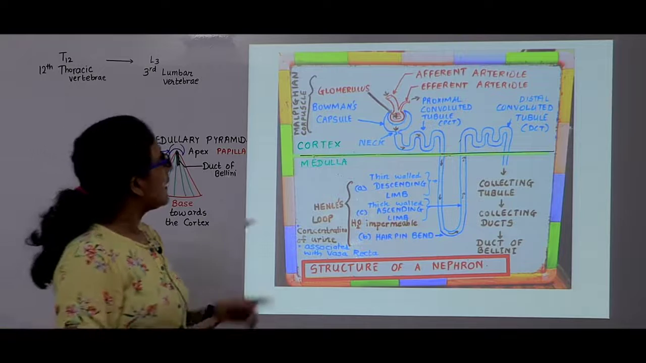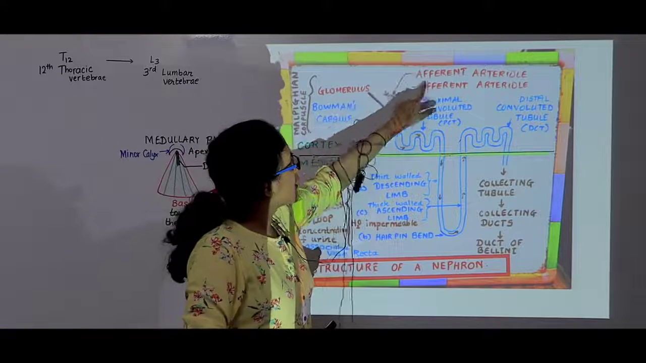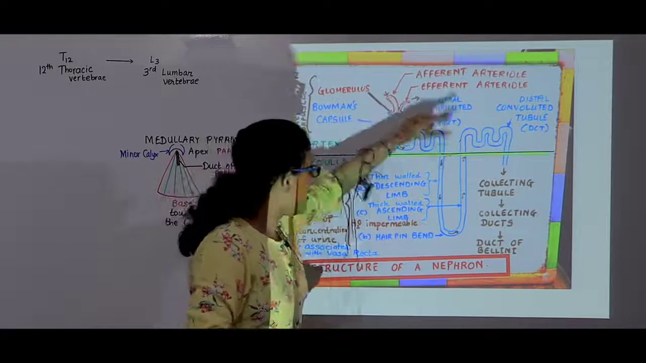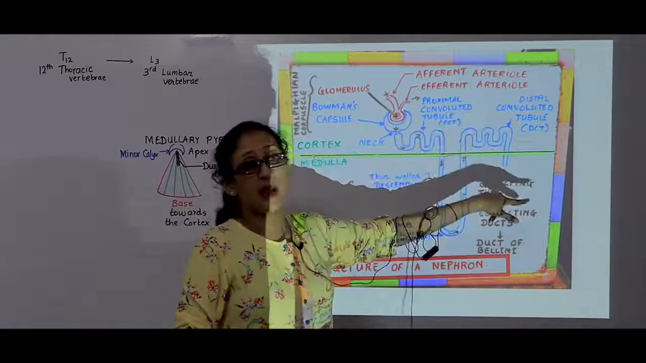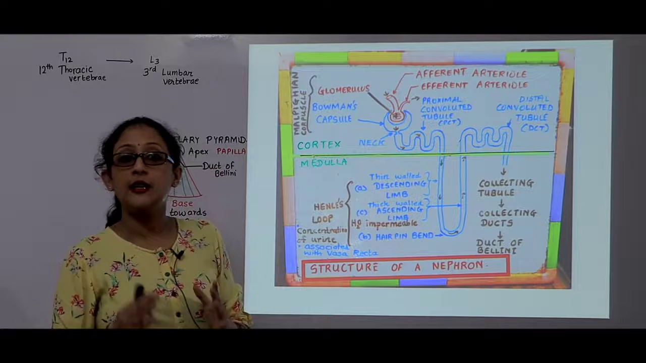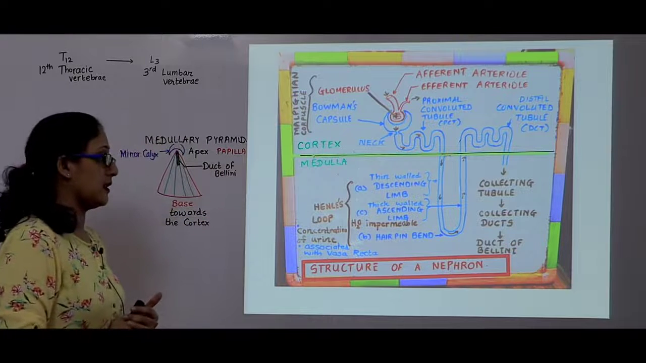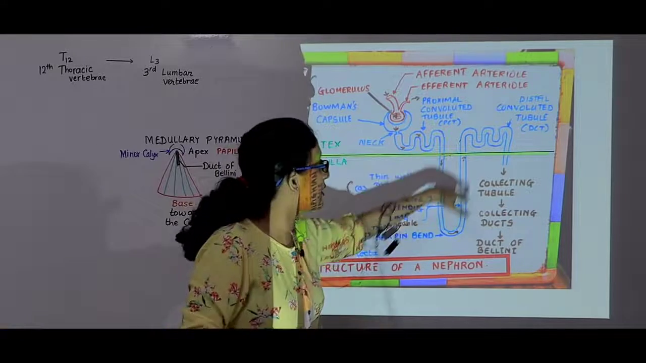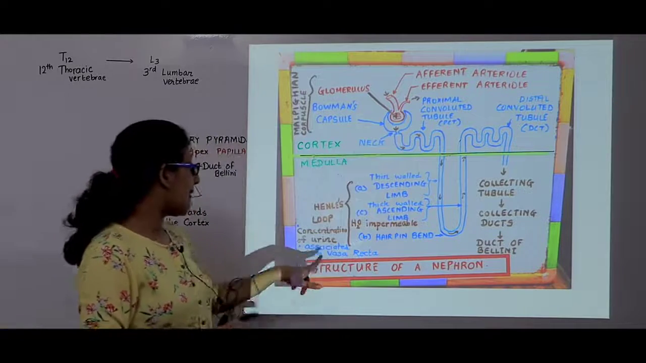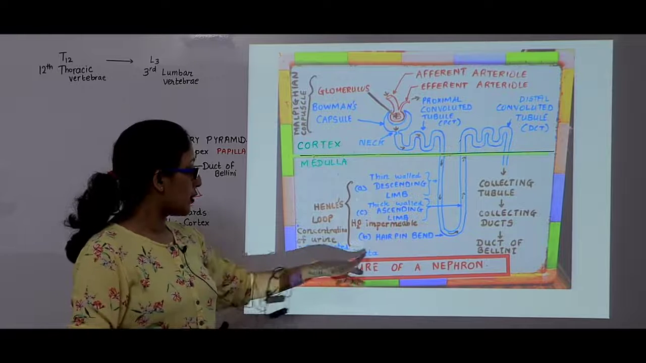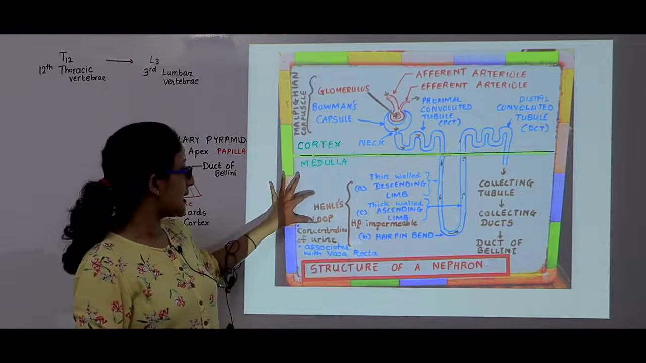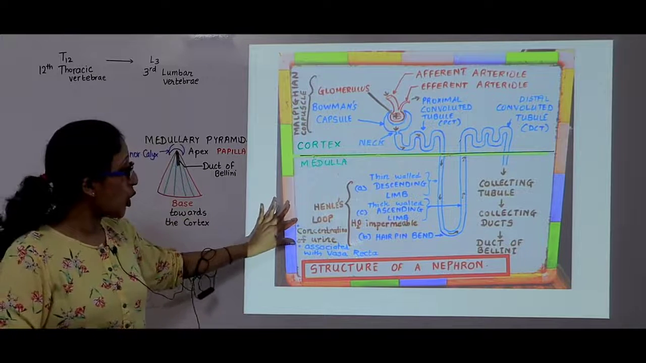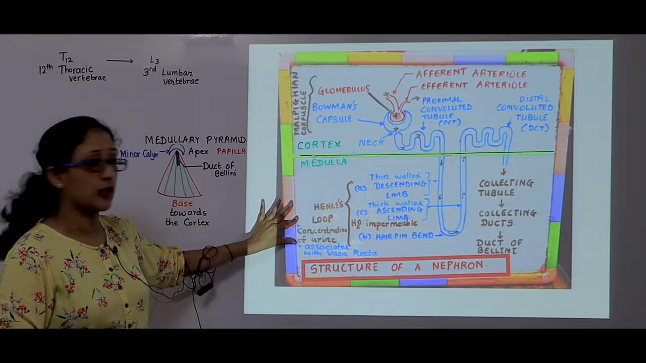You have the larger diameter afferent, smaller diameter efferent. Efferent does not end here. So efferent forms a network of capillaries called the peritubular capillaries. The peritubular capillaries, especially around the Henle's loop, is called the vasa recta. So vasa recta is only associated with the Henle's loop. The function of the Henle's loop is concentration of urine.